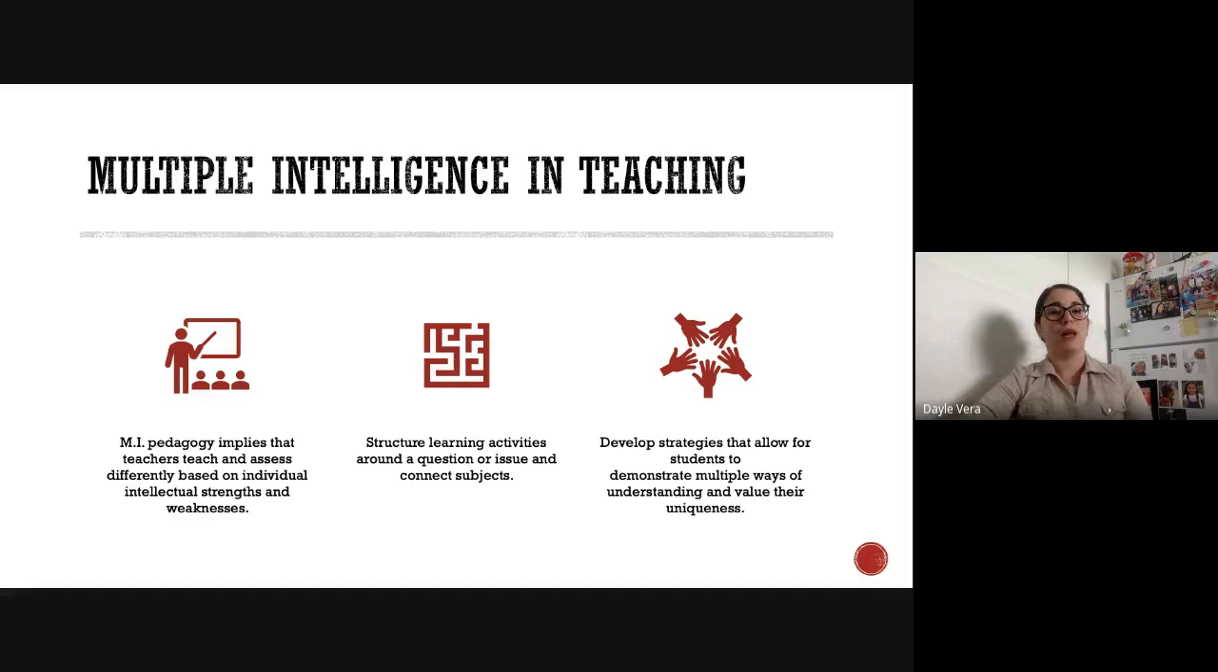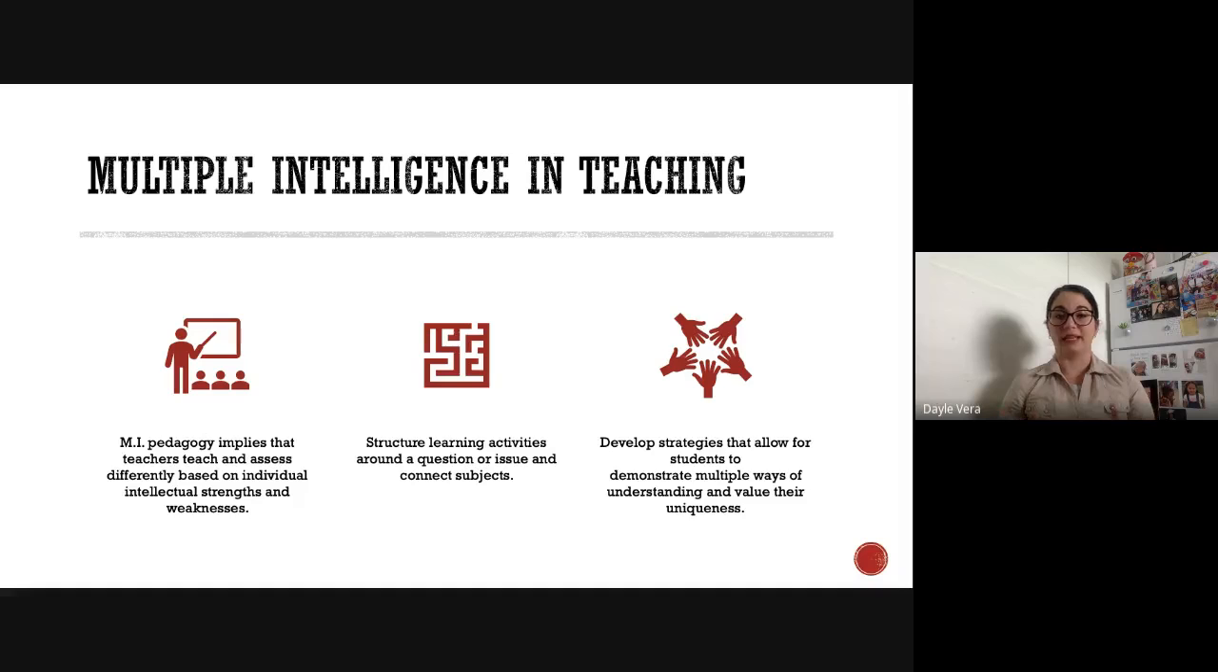So let's take a look at what multiple intelligence is in teaching. Multiple intelligence pedagogy implies that teachers teach and assess differently based on individual intellectual strengths and weaknesses rather than giving everybody the same test. So what traditional intelligence would do is give everybody the same test. Of course, we would apply some accommodations and modifications accordingly, but it's basically everybody learns the same concepts, everybody gets tested the same way. Multiple intelligence doesn't believe in that.